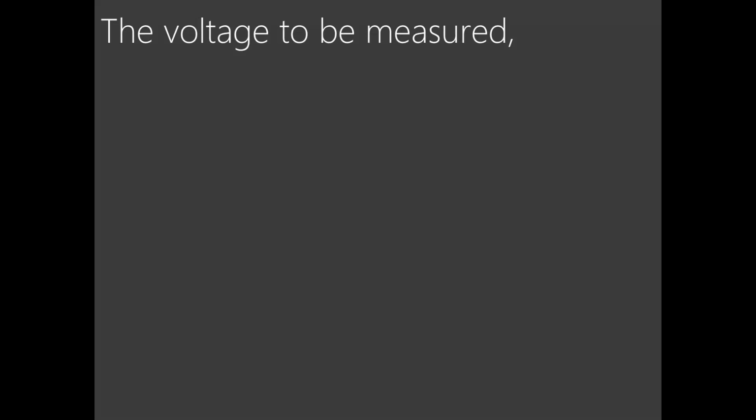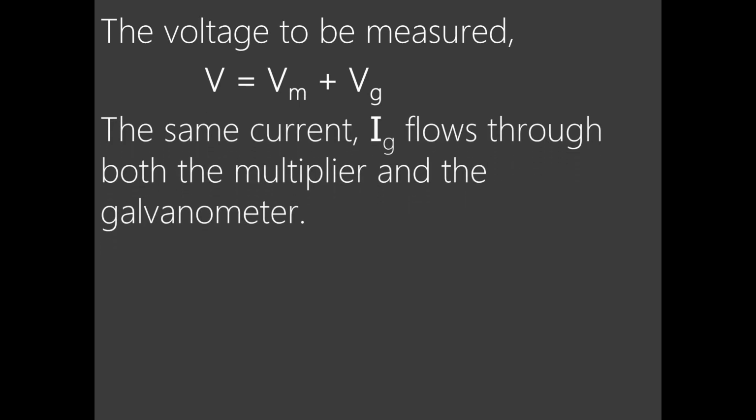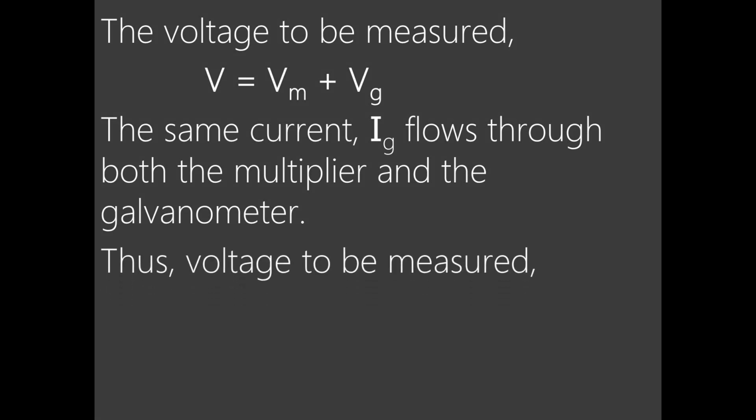Now, a voltage to be measured, remember, I've just explained this. V is equal to VM plus VG. And the same current, IG, flows through both the multiplier and the galvanometer. Thus, the voltage to be measured is obtained from that equation. I've just used that.